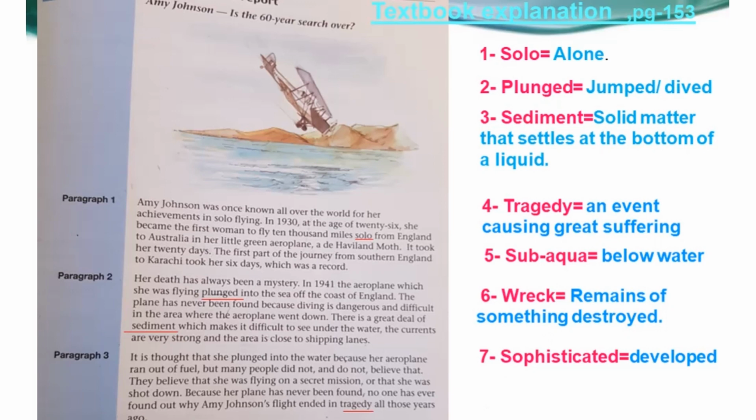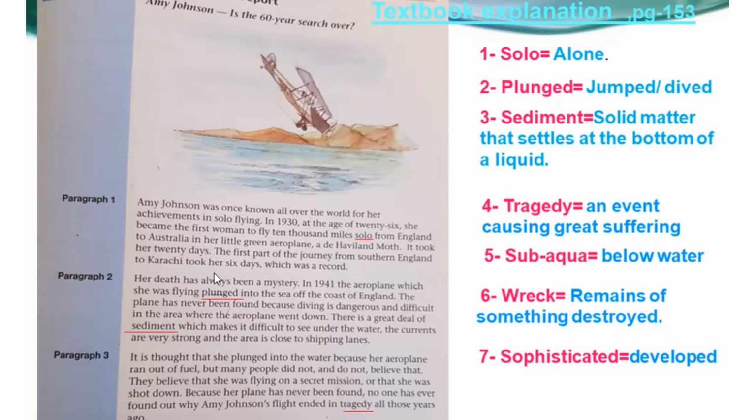Okay, now let's begin. Amy Johnson was once known all over the world for her achievements in solo flying. In 1930, at the age of 26, she became the first woman to fly 10,000 miles solo from England to Australia in her little green aeroplane. Okay, what was the name of this little green aeroplane? A de Havilland Moth. Okay, moth is an insect. So her plane was named after that because it flies also.